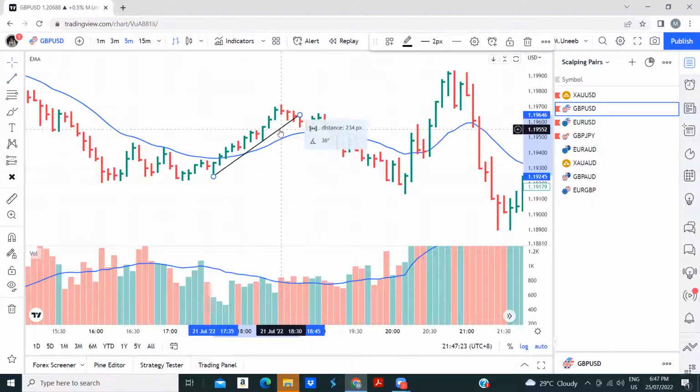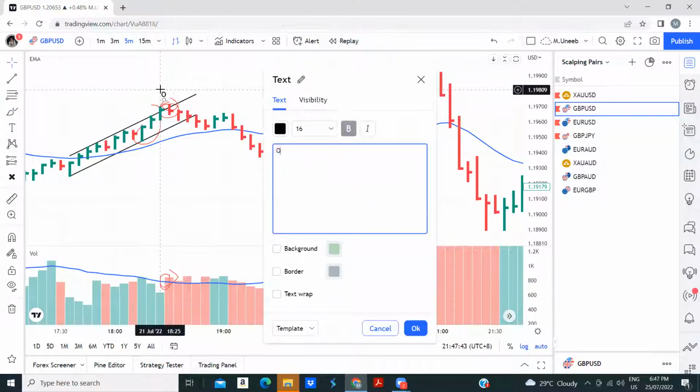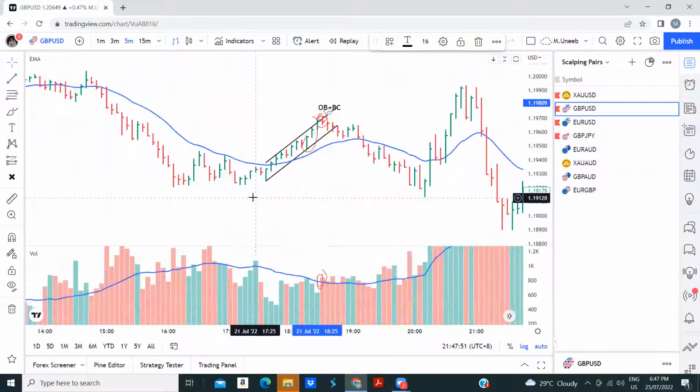Very hard call here. Straight line, right? And then what we do, we observe here. Sudden acceleration, yes. Huge volume, reaction to the downside, yes. Do you understand? This becomes what? Overbought plus buying climax.